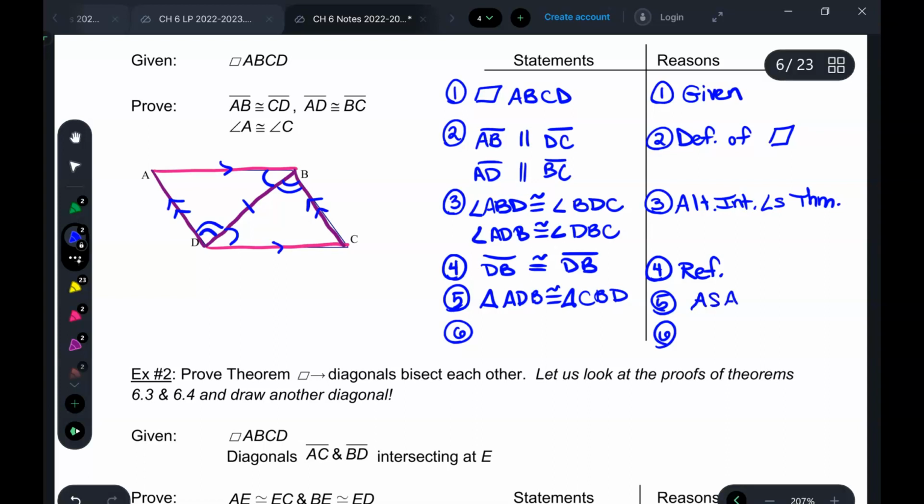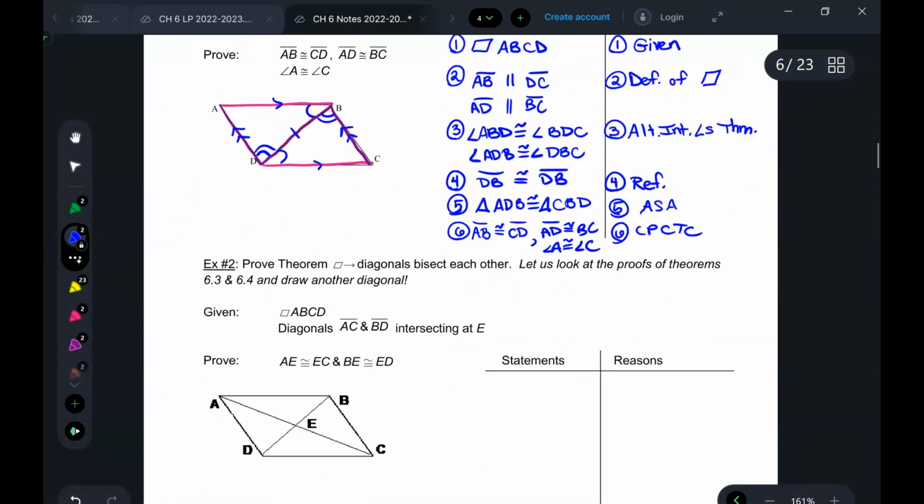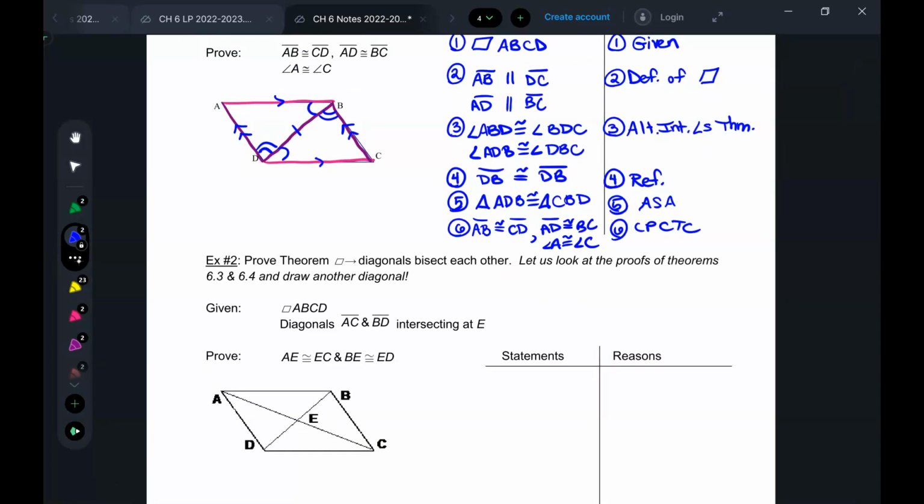And now we're done, right? Now you need a proof. So we just need to write in, what are we proving? All of those sides, all of those things are congruent. Running out of space here. So CPCTC.